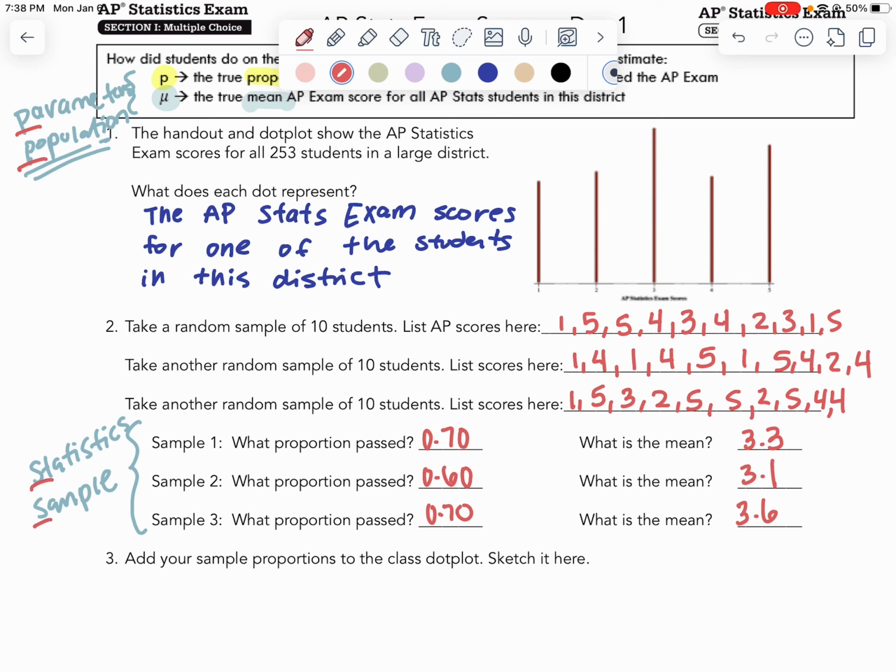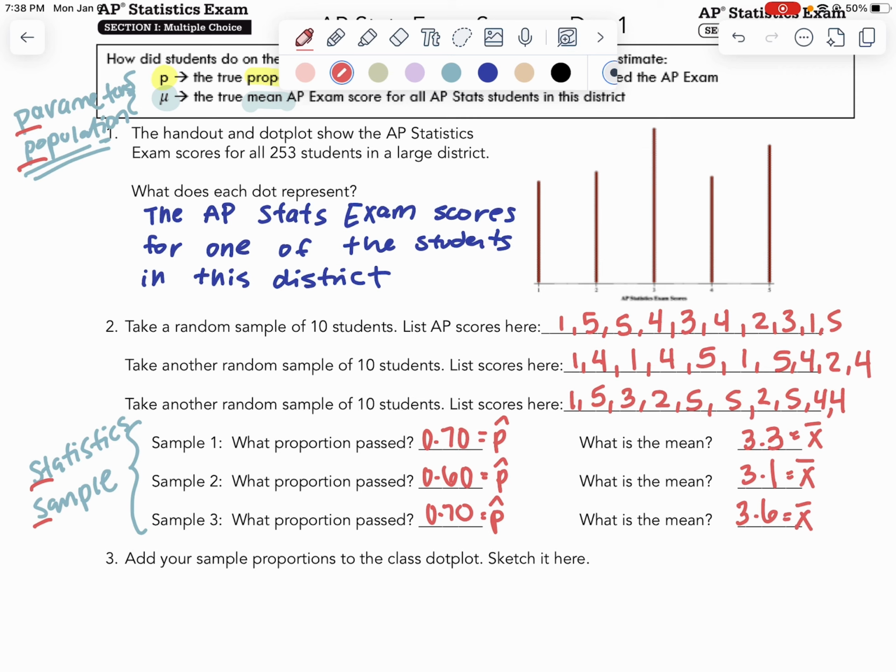So instead of P and mu, the symbols that we use, each of these are a P hat. If you remember, we had Y hat before. Now we're using P hat. And then for the means, it's X bar. I think we've talked about this before, the difference between mu and X bar. I'm not really sure we dug into P and P hat. But so those are the symbols for the statistics from a sample.